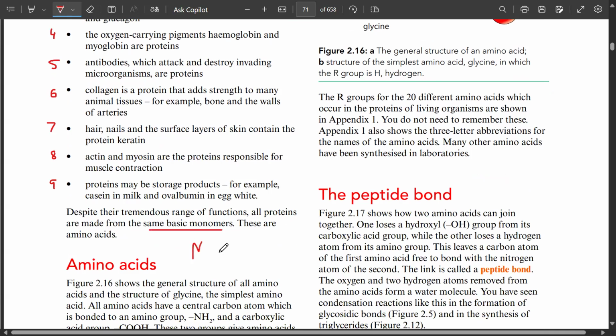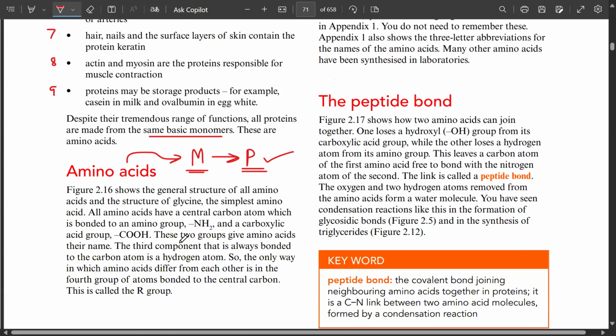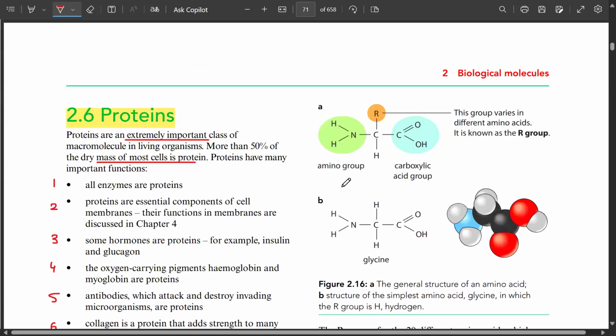You always know that monomers make up what? Polymers. So here the polymers are the proteins, which are made from their monomers, which are amino acids. Amino acids have a general structure, and there are how many different types of amino acids? 20. There are 20 different types of amino acids, and these are what? The monomers of proteins.